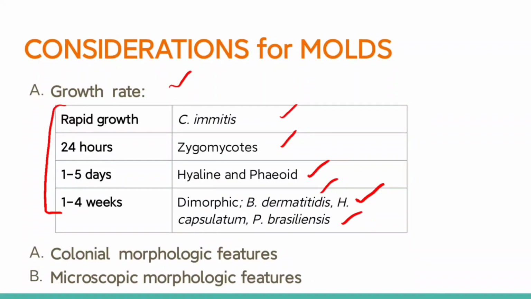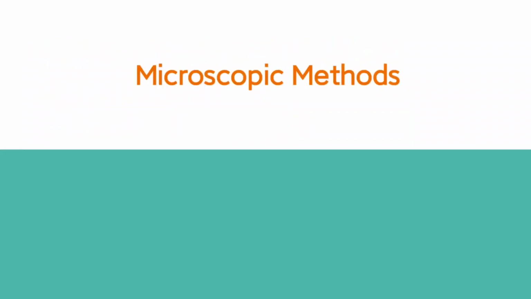Okay? And then you also consider letter B, yung kanilang colonial morphologic features which were all mentioned, no, sa types of mycoses. Pinapakita na doon yung mga colonial morphologic features nila. And then lastly, microscopic din. Okay? So, check natin yun. So, consideration sa molds, growth rate, colonial morphologic features, and sa mismong culture mo, anong itsura nila doon, and then sa microscopy.